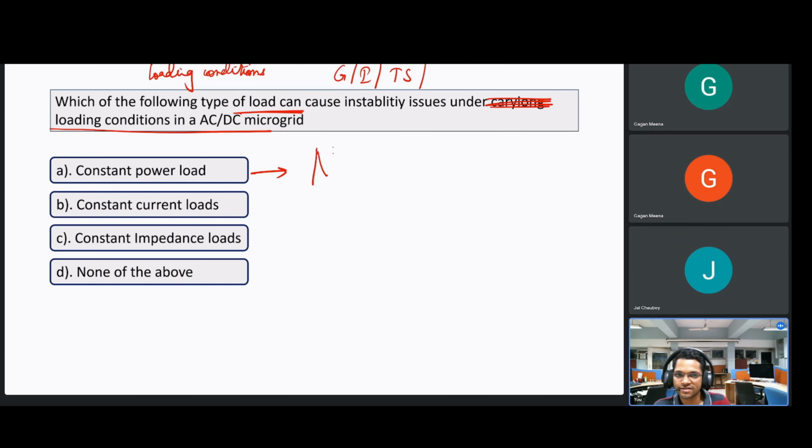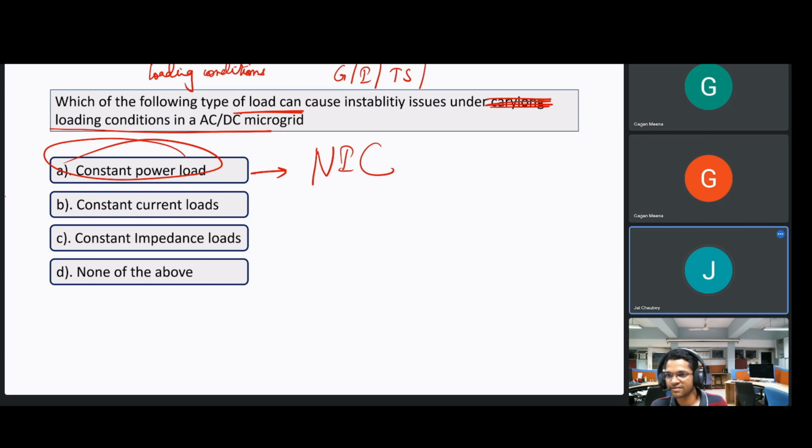They have negative impedance characteristics. CPLs, constant power loads. They can cause instabilities in the microgrid.